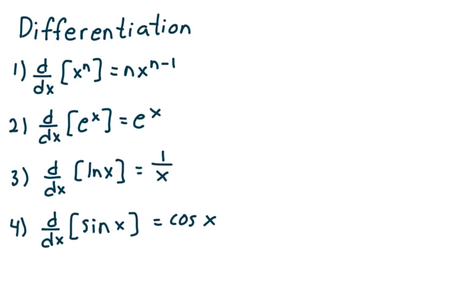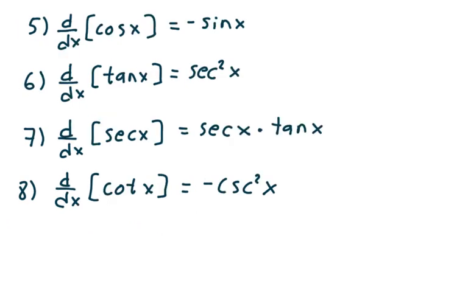Number four, the derivative of sine of x with respect to x is equal to cosine of x. Number five, the derivative of cosine x with respect to x is equal to negative sine of x. Number six, the derivative of tangent x with respect to x is equal to secant squared of x. Number seven, the derivative of secant x with respect to x is equal to secant x times tangent x.